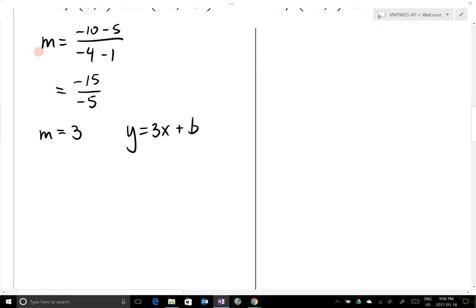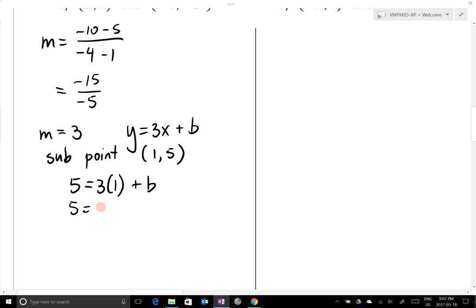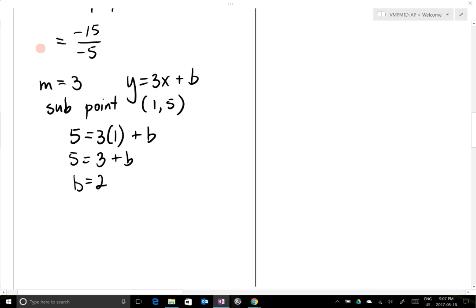So I'm going to substitute the point 1, 5. The y value is 5, so where I have y here, replace it with 5. So 5 equals 3 times the x value, which is 1, and then plus b. Just like any equation, you're solving for the unknown, and you want to isolate the unknown. So I have 5 equals 3 plus b, and if I subtract 3 from both sides, or I just guess by inspection, 3 plus 2 is going to equal 5. So b is equal to 2. Once you have b, write your equation: y equals 3x plus 2.